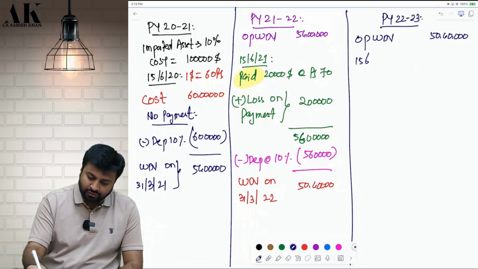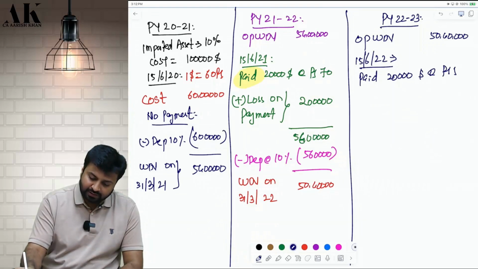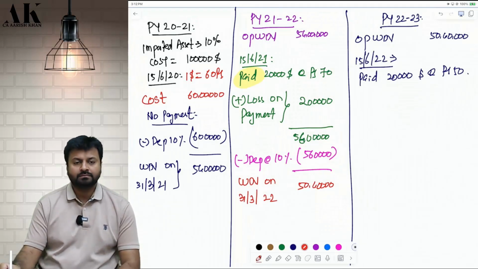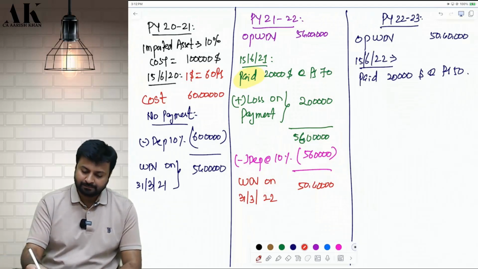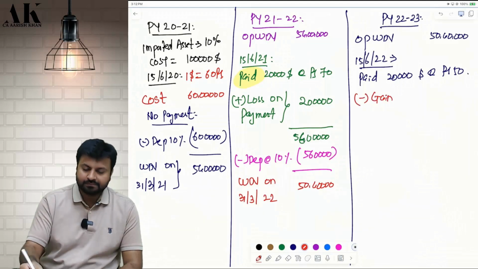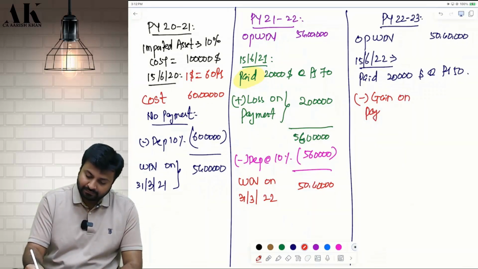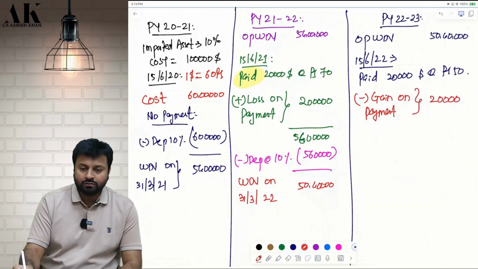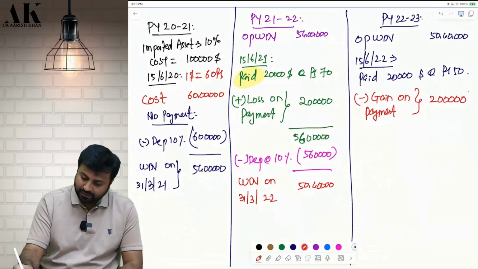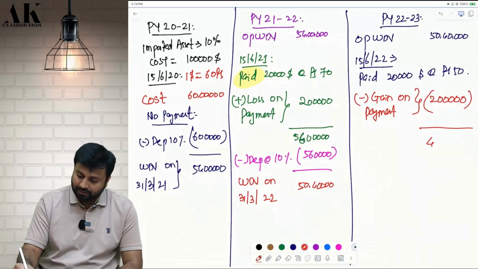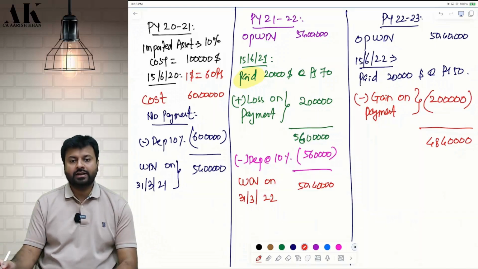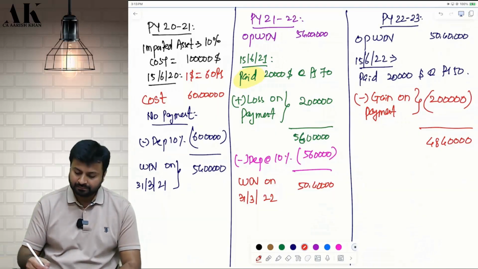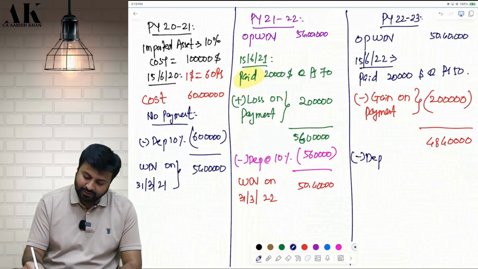Then again on 15th of June 2022, I paid say $20,000. At that time, $1 was 50 rupees. So what is happening now? I am incurring a gain. So the gain on payment will be reduced from the cost. Again 10 into 20,000 will come to 2 lakh rupees gain. This will be reduced from the cost. And now my cost will be 48,40,000 rupees. Is it clear, all of you? And then I will compute my depreciation at the rate of 10%.